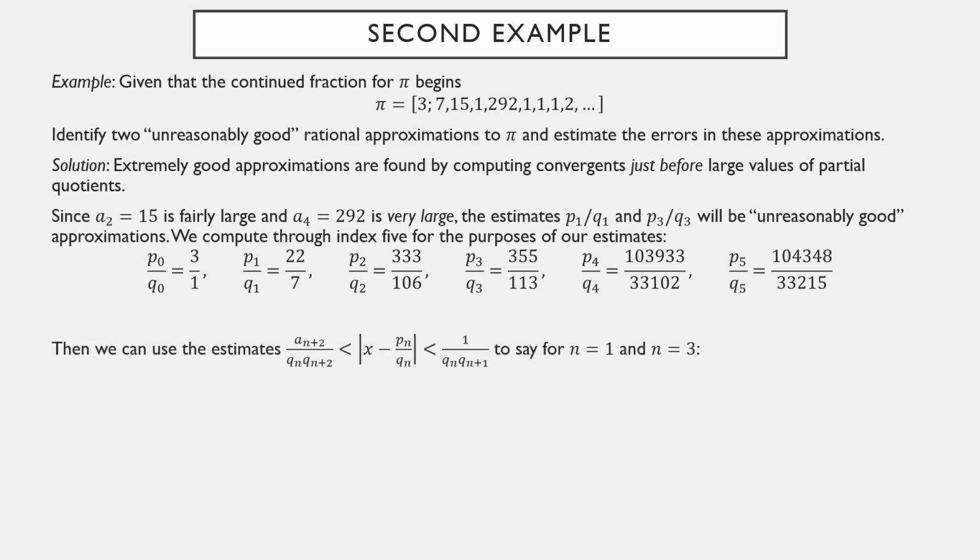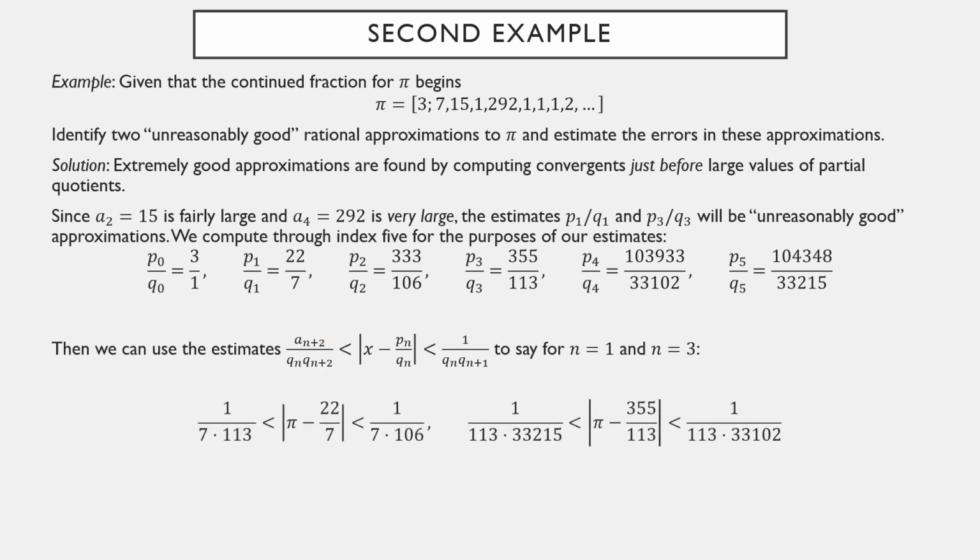Here they are. So let's use the estimate that the distance from x to its nth convergent is less than 1 over Qn times Qn plus 1, but it's bigger than an plus 2 over Qn times Qn plus 2. So for n equals 1 and n equals 3, what do we get here? The distance from pi to 22 over 7 is somewhere in between 1 over 7 times 113 and 1 over 7 times 106. But the distance from pi to 355 over 113 is somewhere between these 2 rational numbers. Observe that this is a very tight error estimate. The difference between the 2 sides is actually a fairly small number.